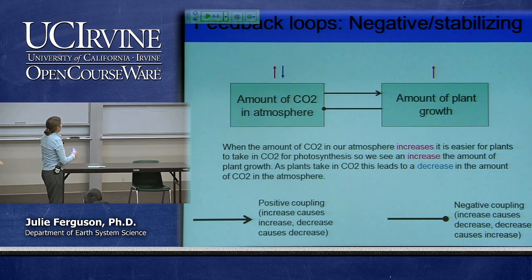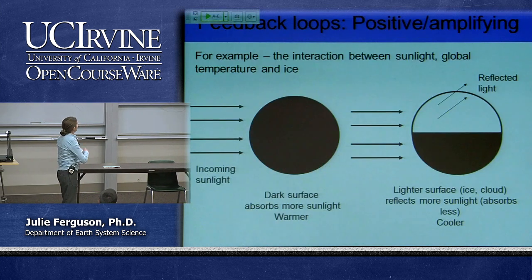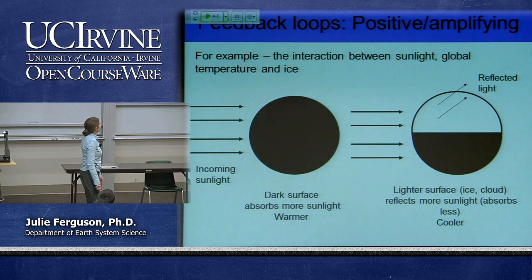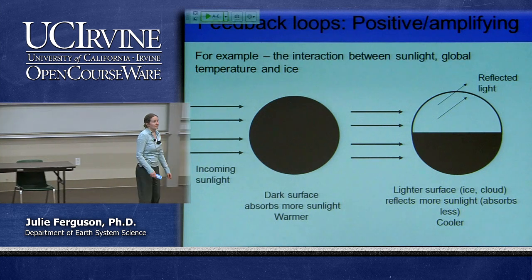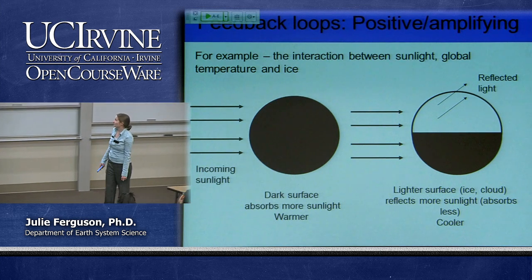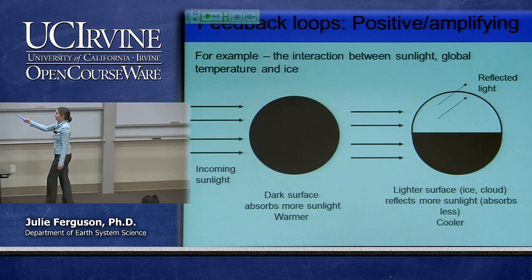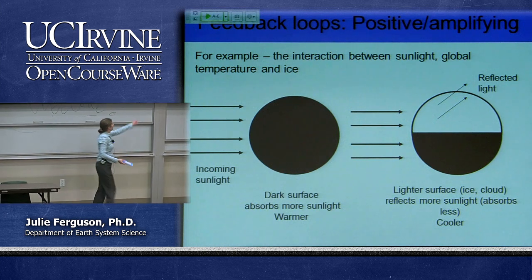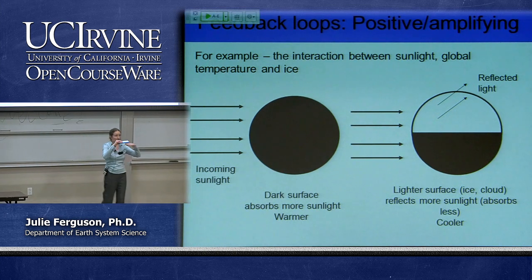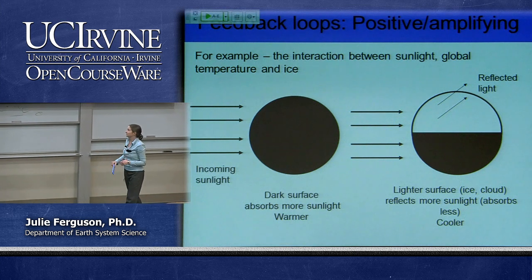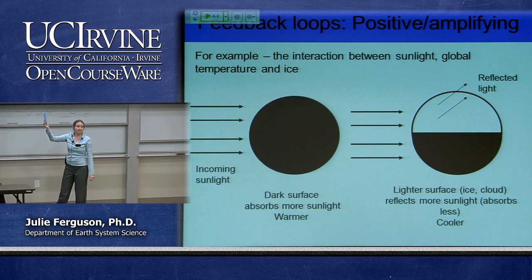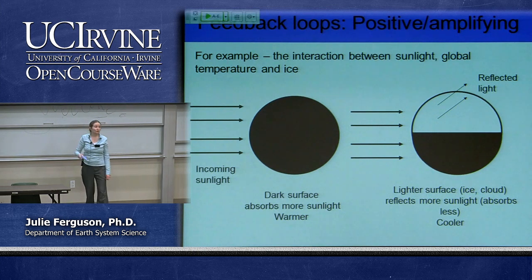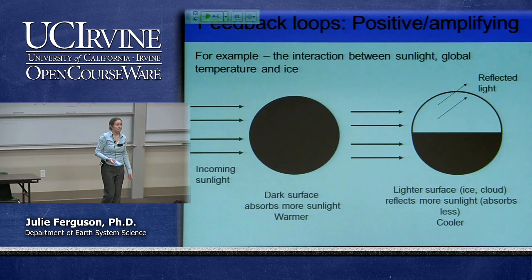So let's look at a positive feedback loop now. Let's look at this one. This is one that's particularly relevant to the cryosphere. In this example, I have a completely dark Earth, my black Earth, and then I have an Earth that's half white on the top and half black at the bottom. And you can imagine that with the incoming sunlight the same in both cases, this one will absorb a lot more of that incoming energy.